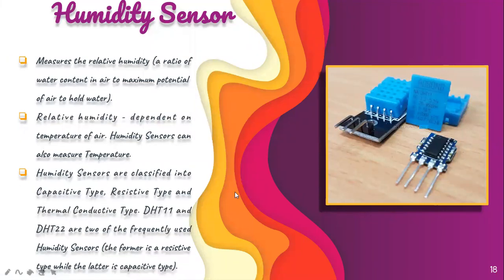Next comes the humidity sensor, which measures the relative humidity, in which relative humidity means the ratio of water content in air to the maximum potential of air to hold the water. So relative humidity is usually dependent on the temperature of the sensor. Hence, most of the humidity sensors can also be used for measuring the temperature. And humidity sensors are usually classified into capacitive type, resistive type, and thermal conductive type, which differ in their performance. And two commonly used humidity sensors are the DHT11 and DHT22 sensor.